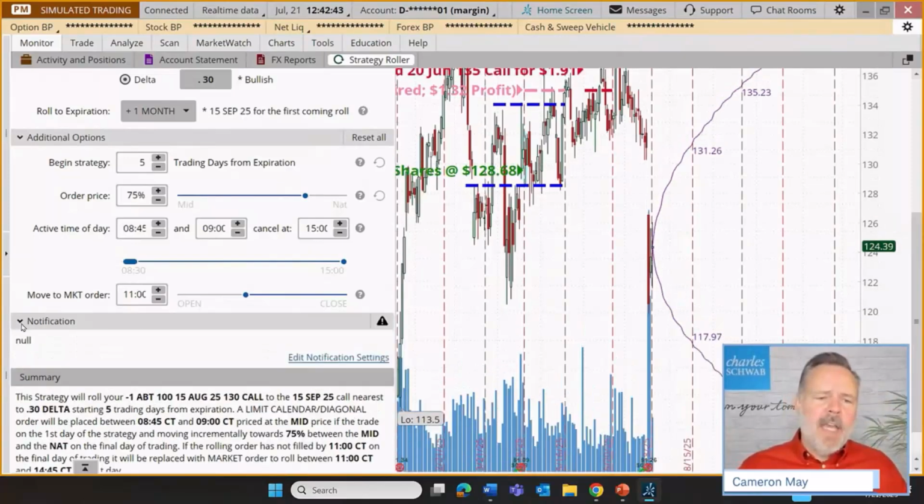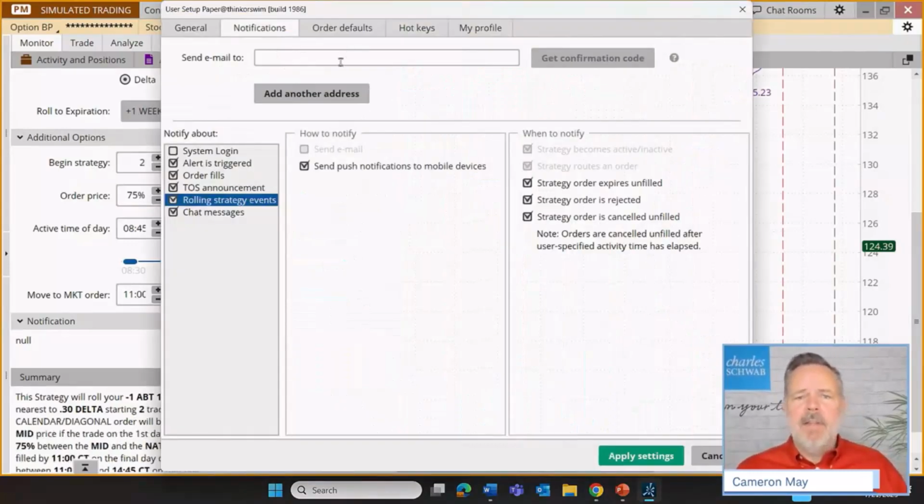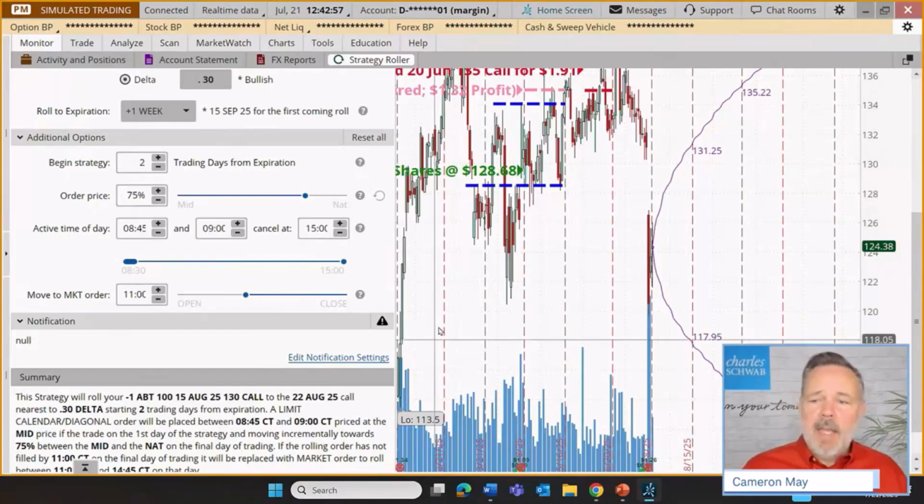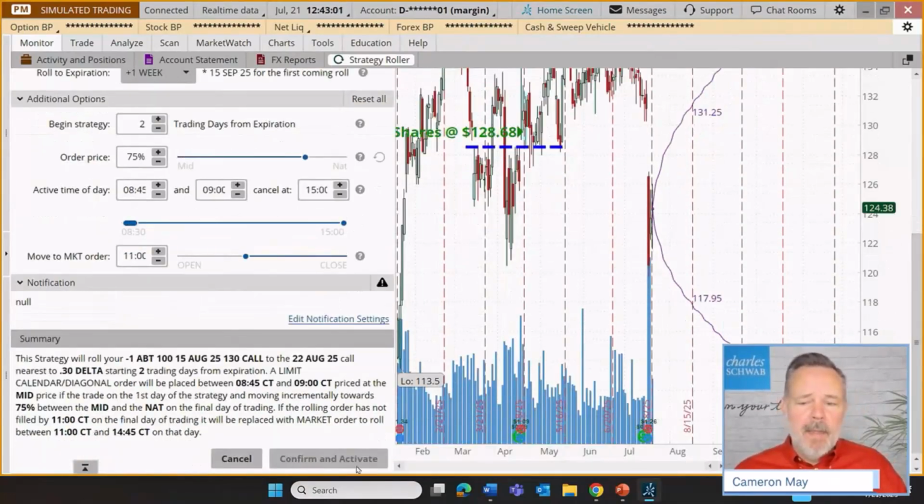Now we can get notifications here. In this paper money account, I don't have my email address or a text number. So if we want notifications about this, we could set that up. But just know we could set up those notifications. But the final step here is, you'll notice where it says confirm and activate. It's inert. We can't do that in paper money. In a real account, we can set this rolling strategy up.